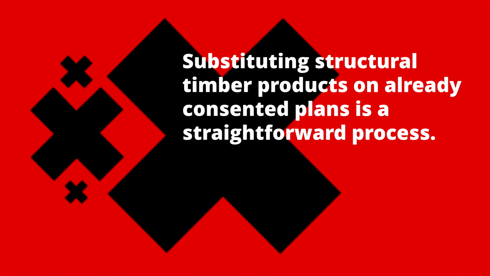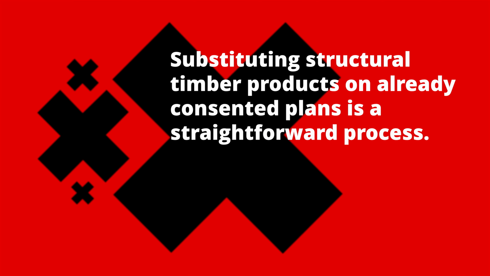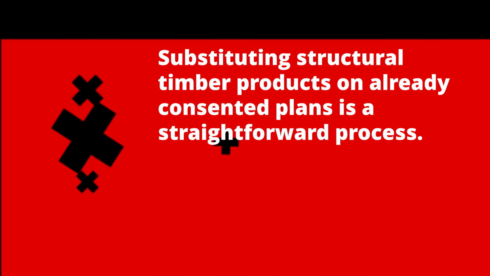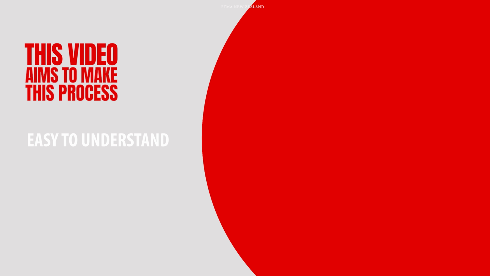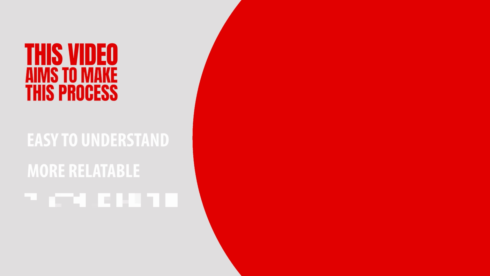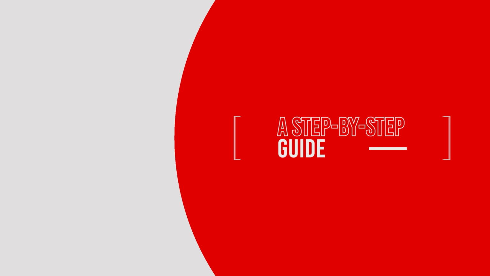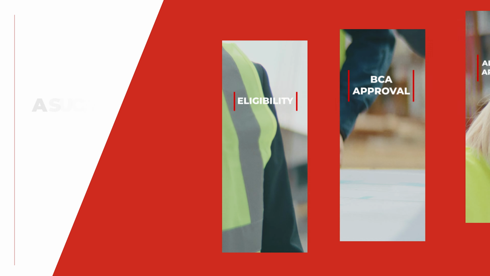Substituting structural timber products on already consented plans is a straightforward process, and by following the right procedure, you can avoid complications down the road. This video aims to make the process of substitution a lot easier to understand, more relatable, and will highlight what to look out for throughout the process by providing a simple step-by-step guide to help make for a successful outcome and to give you the confidence that the right processes are in place before making a substitution on a building project. So let's get into it.